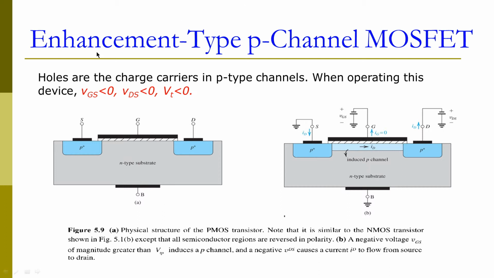Now we probably have a better understanding of what the enhancement type and the depletion type are. The enhancement type means we need to apply a voltage to the gate to induce the depletion and then induce the channel. For the depletion type, without any gate voltage, the channel is already formed. That's the difference between the enhancement type and the depletion type.